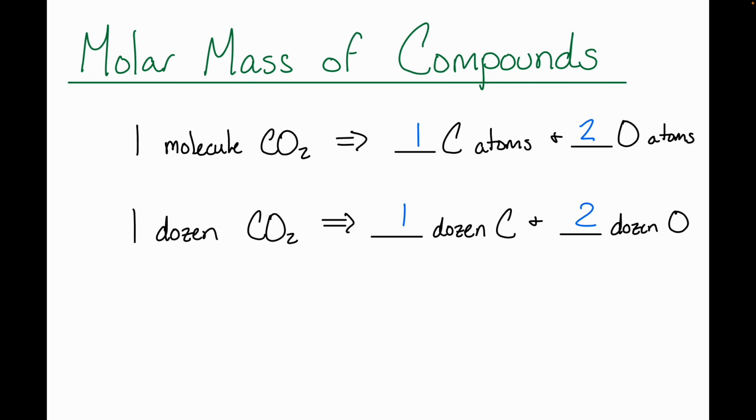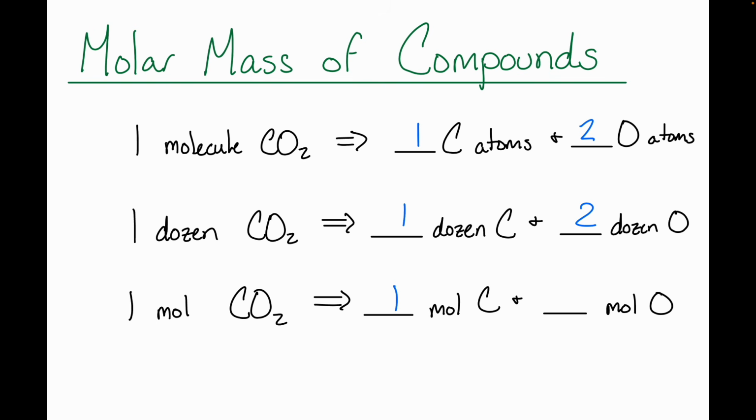Okay, so now let's use the incomprehensibly large mole. If I had a mole of carbon dioxide, how many moles of carbon would I have? Just 1. If I had 6.0221 times 10 to the 23 carbon dioxide molecules, that means I would have 6.0221 times 10 to the 23 carbon atoms. And how many moles of oxygen would I have?